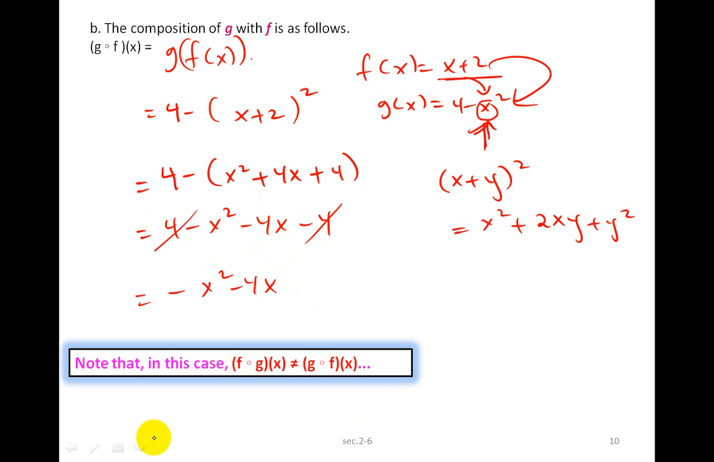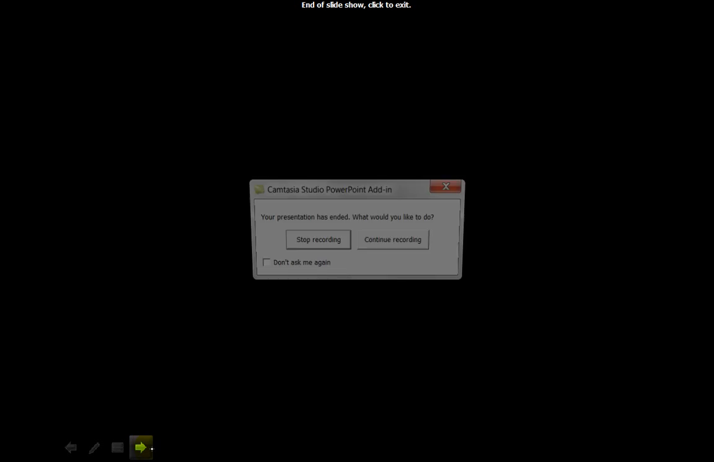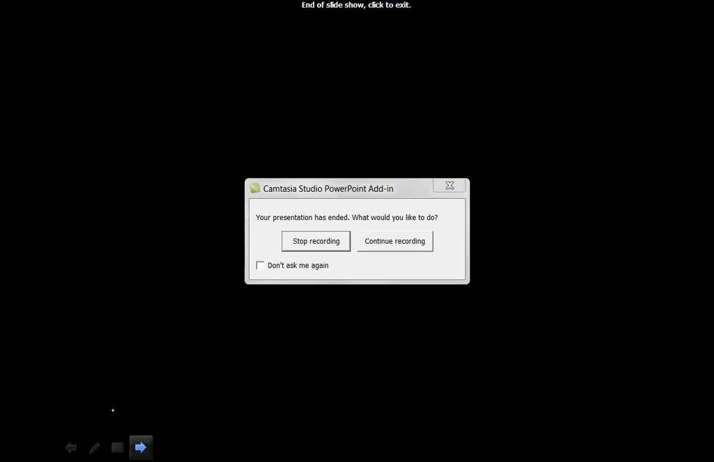Good. So now here you have a note that f composition of g of x is not equal to g of f of x, they are totally different. Okay. I'll give you a couple of questions that I want you to try by yourself.